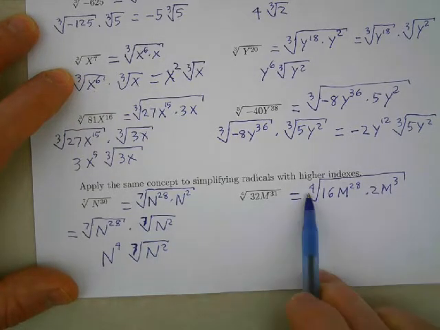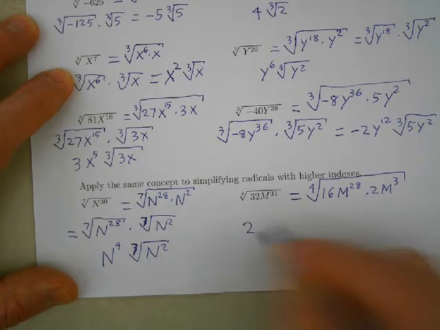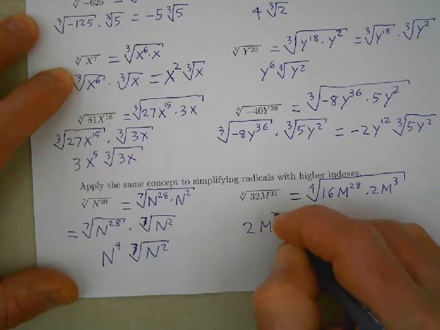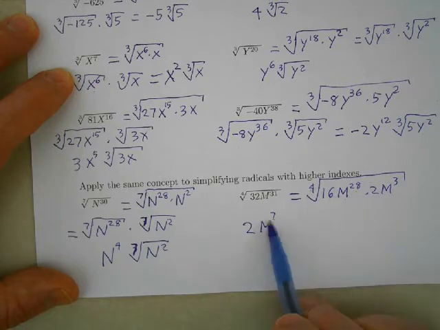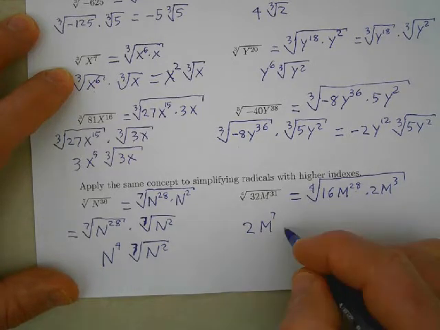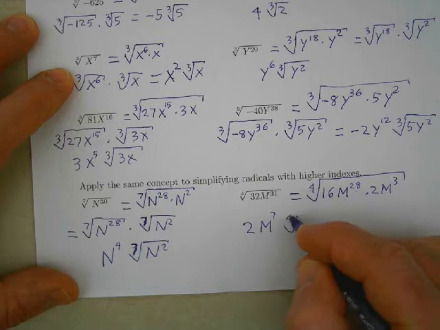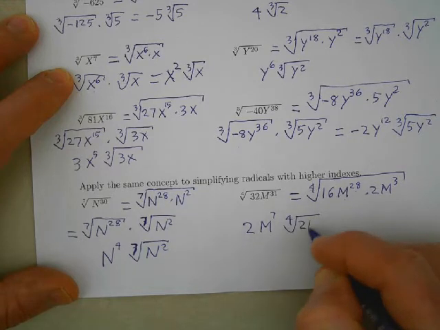And then the fourth root of 16 is 2. The fourth root of m to the 28th is m to the 7th, because 28 divided by 4 is 7. And then we multiply that by the fourth root of 2m to the third.